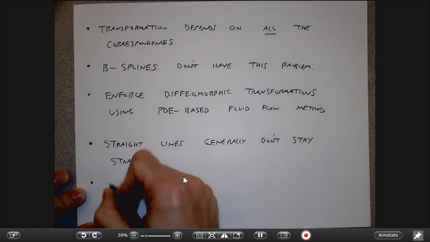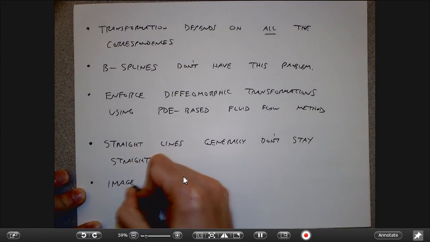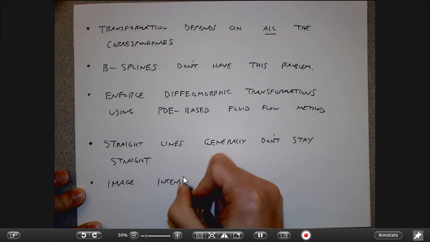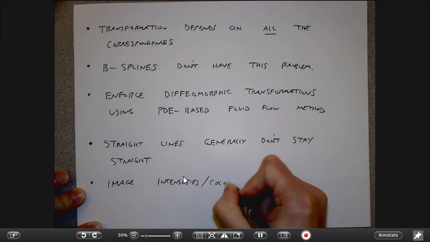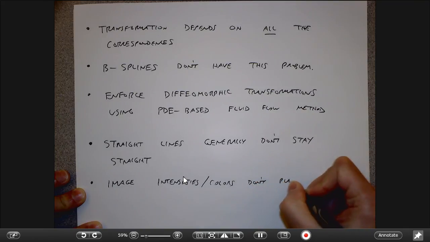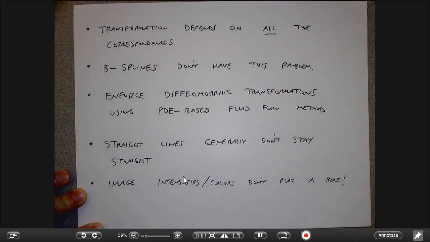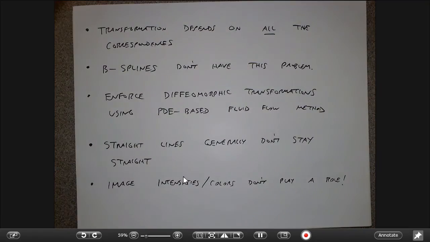Another really big deal about this is that the image intensities and colors are not playing a role here. I can estimate this transformation purely based on the geometric XY locations of the correspondences. Nowhere in this whole process did the actual colors of the image enter into anything. That seems like a huge oversight, because obviously I should be able to use matching colors in the images to help drive what the correspondence should look like. I should be using all that information. And that's exactly what we're going to talk about in the next lecture, optical flow.